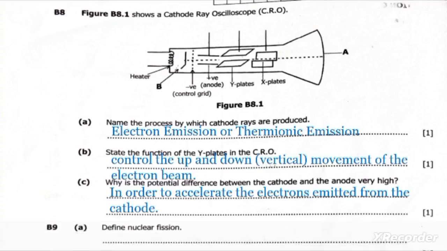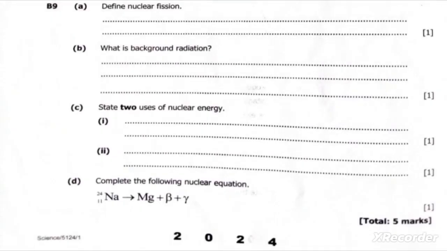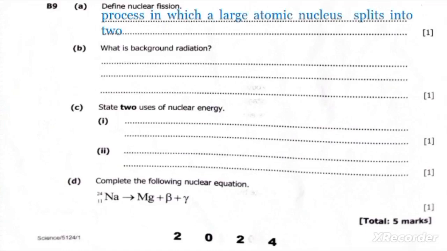Let us move to the next question, which is question B9. Question B9A, define nuclear fission. Nuclear fission is a process in which a large atomic nucleus splits into two smaller nuclei, releasing a huge amount of energy. Okay, we have answered question A. Let us move to the next question, which is question B. What is background radiation?